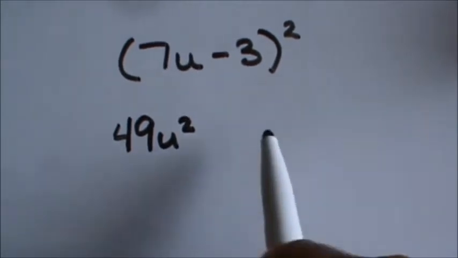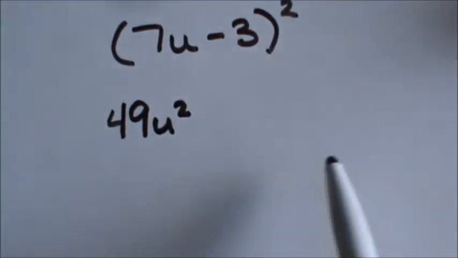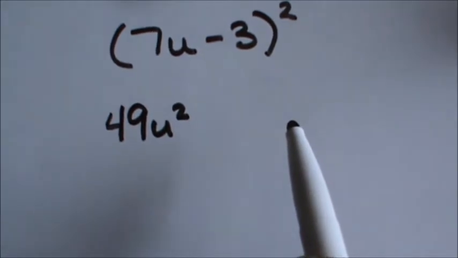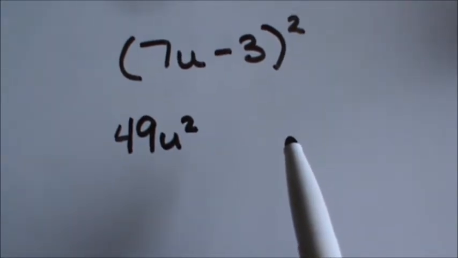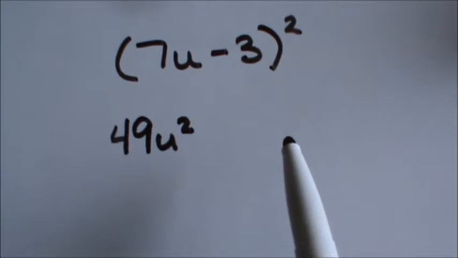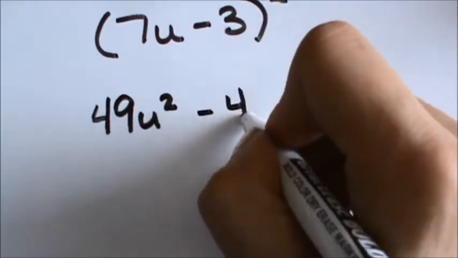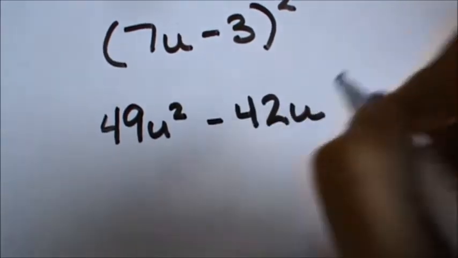Now the middle term is usually the outer and the inner put together. And in this case, the outer term is going to be negative 21u. Now so is the inner term. So I have two terms that are both negative 21u. That makes negative 42u.